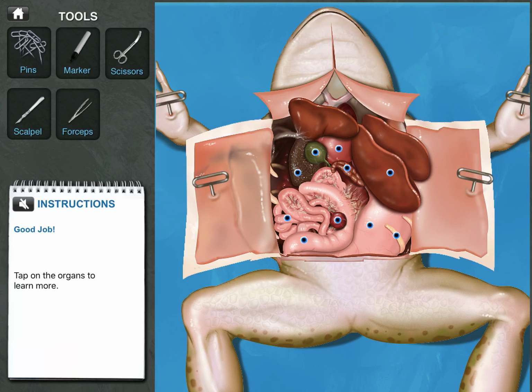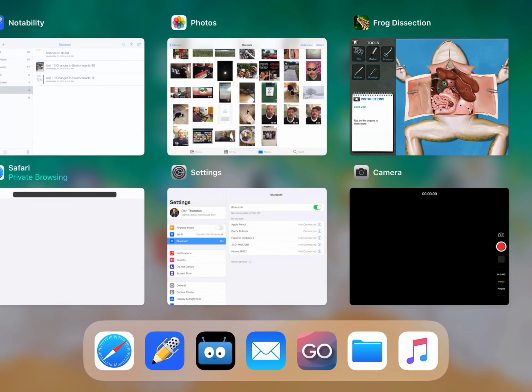of the frog. I hope you enjoyed looking at that, even though it was a little disgusting, but at least it didn't smell. Let me come back.